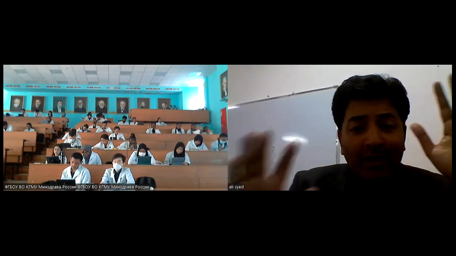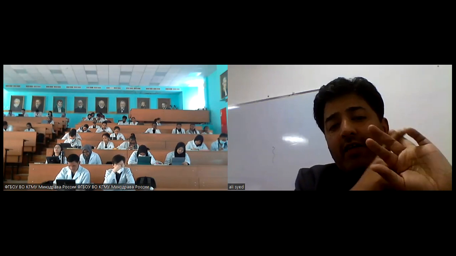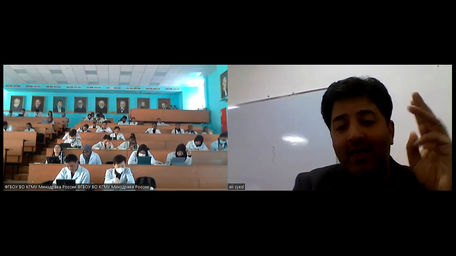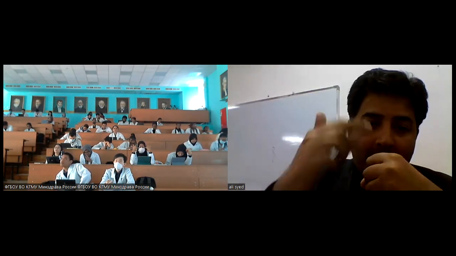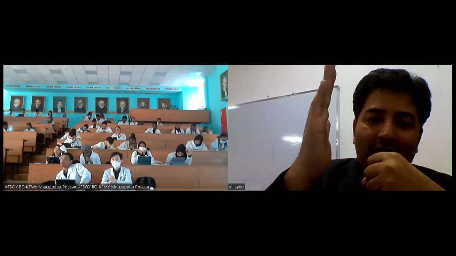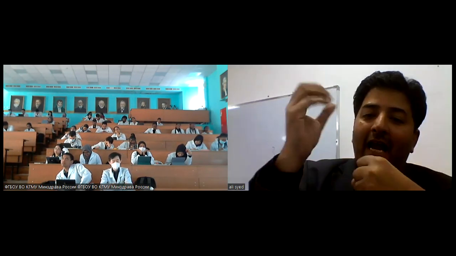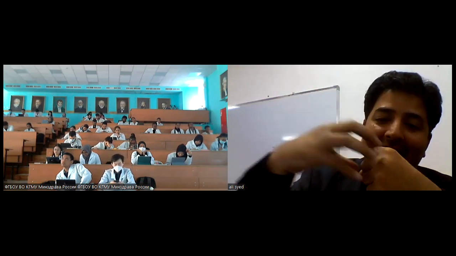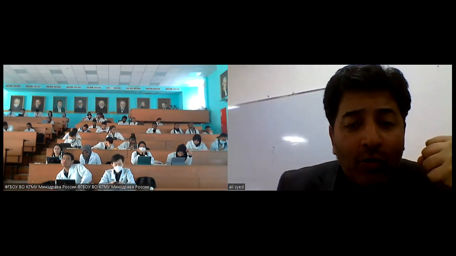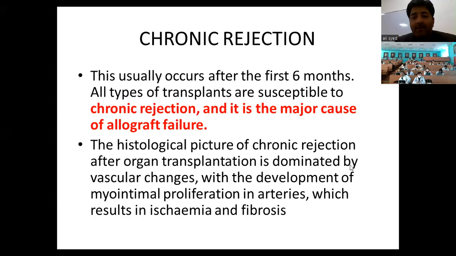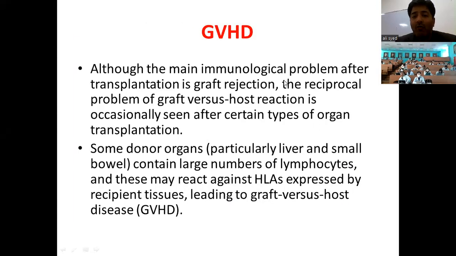Now see here, in all these rejections, acute, hyperacute and chronic, what is happening? You place the graft in the person and the patient's immune system attacks the graft. This hand is the patient; you place the graft in this patient and the patient's immune system attacks the graft, causing graft rejections. But the fourth complication is graft versus host disease, GVHD. Very, very important.